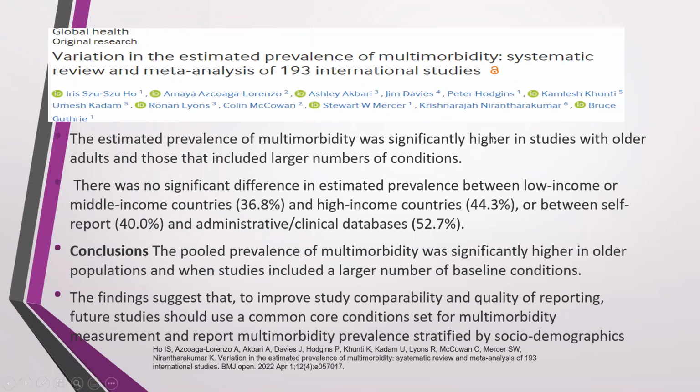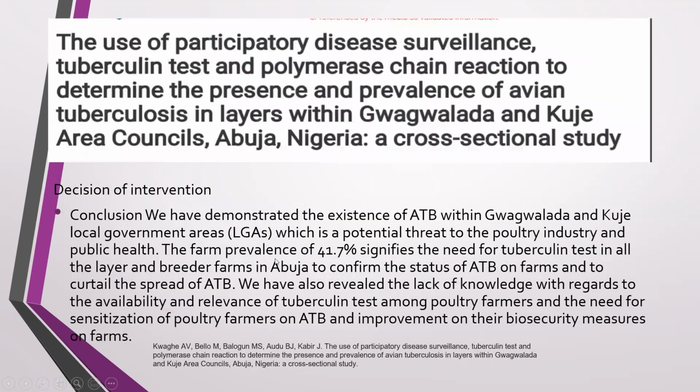So it all depends on the statistics of the population under consideration, the demographic distributions, and the other factors that affect the prevalence. Like in this paper, a meta-analysis was done, and it concluded that the pooled prevalence of multimorbidity was significantly higher in older populations, and when the studies included a large number of baseline conditions. So it is one of the cases, but the point to highlight is that the prevalences vary in different situations based on the different socio-demographic factors of a specified community.